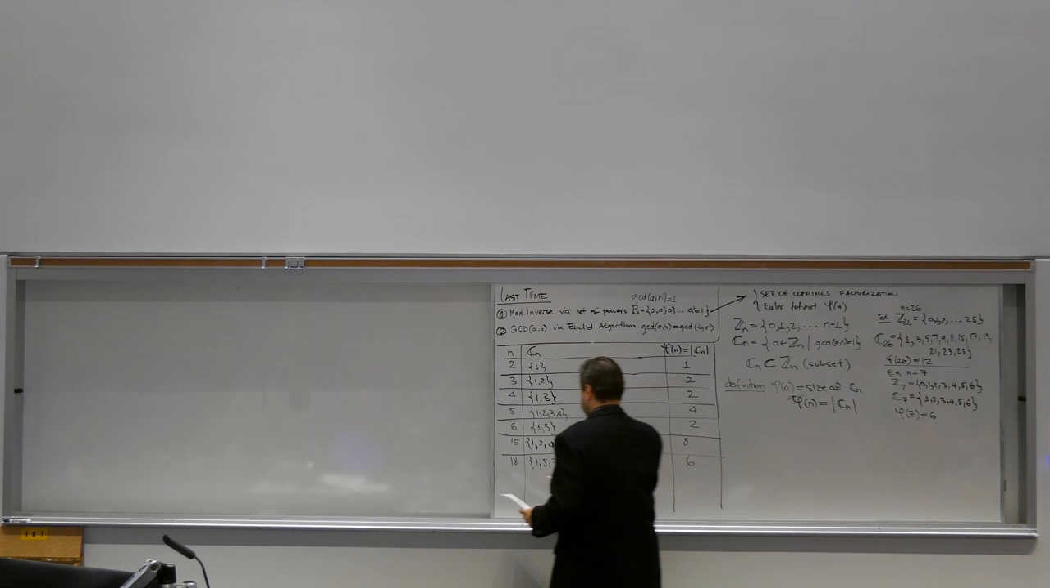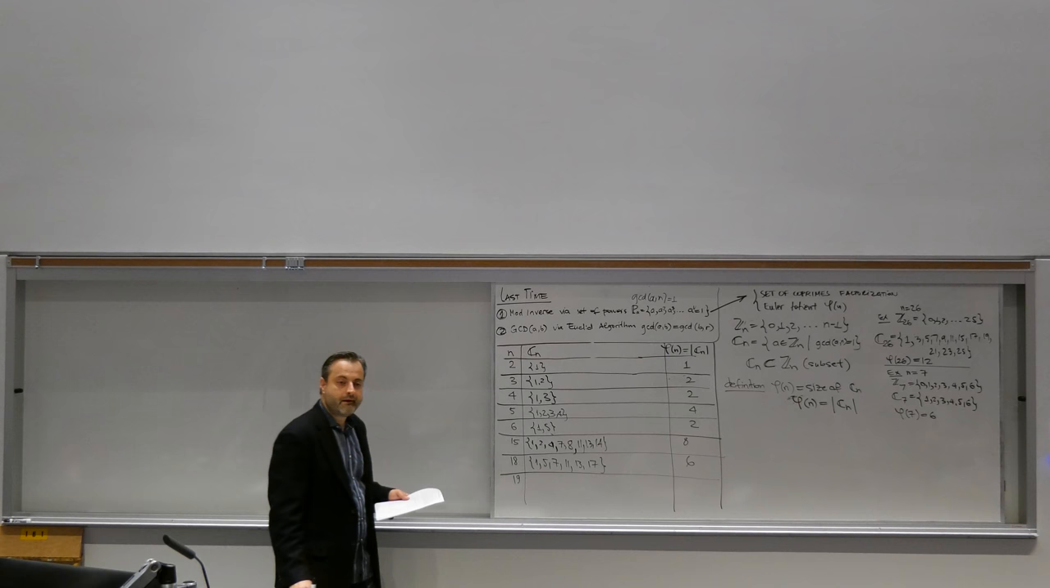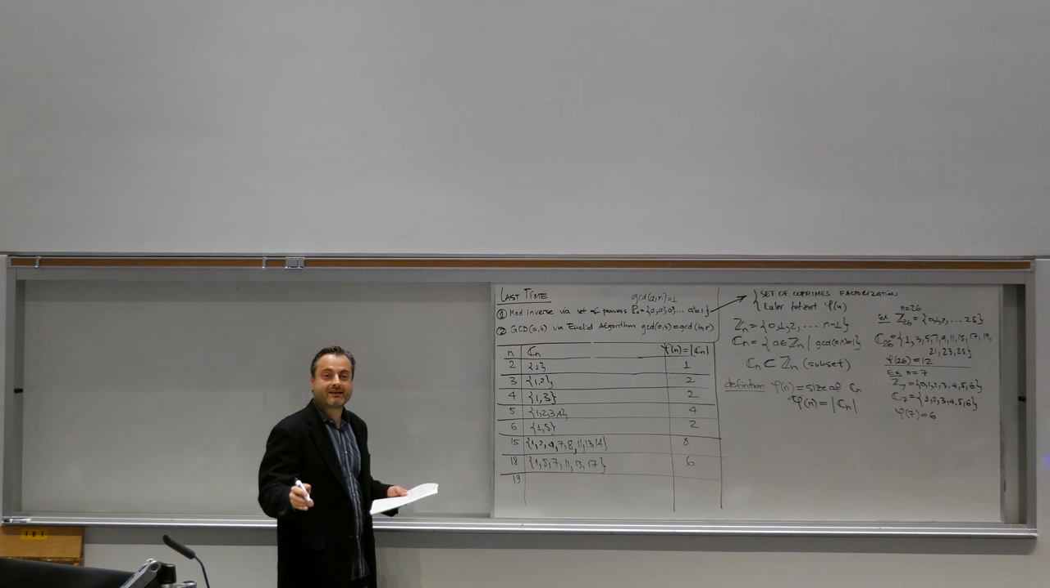Six. How about 19? 19 is a prime number, so everything except 0 is a coprime. Hands up who follows me so far.